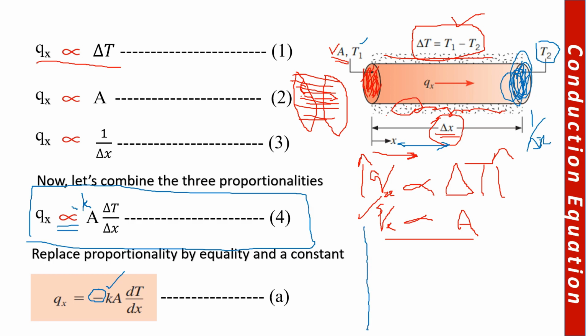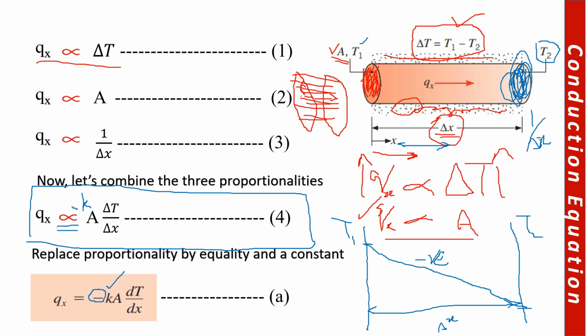Now let me show you: if we have this surface T1 and this is T2, and T1 is at a higher temperature and T2 is at a lower temperature, you see that the heat transfer would have a negative slope, and this is basically dT by dx, over the distance between them, this dx, correct?